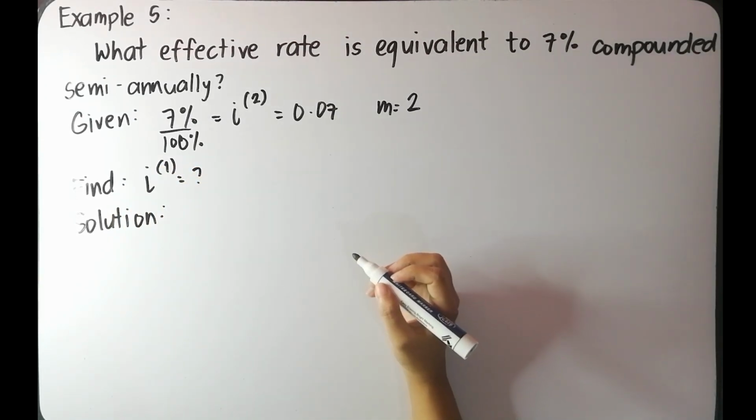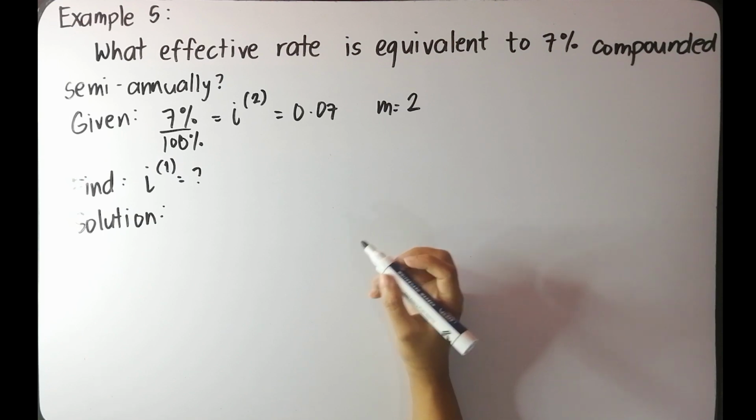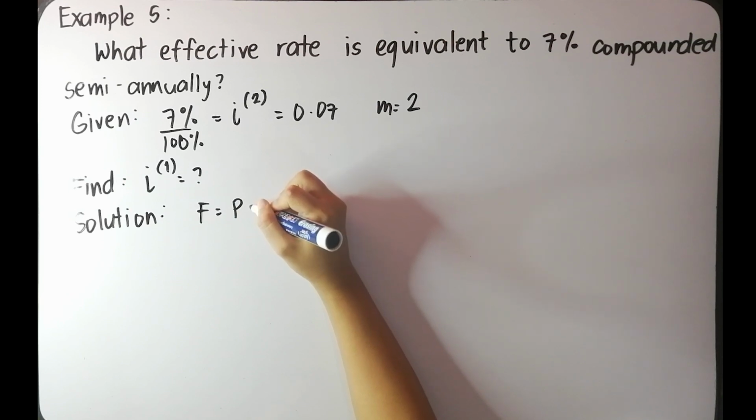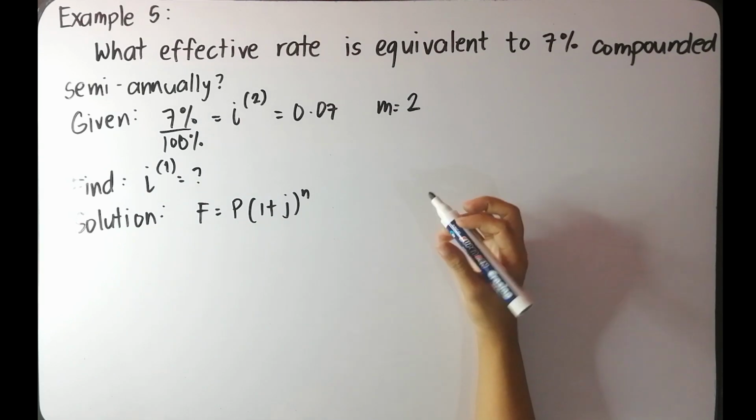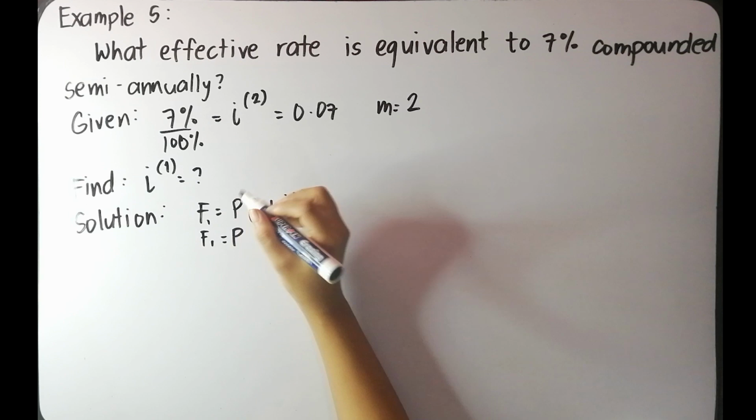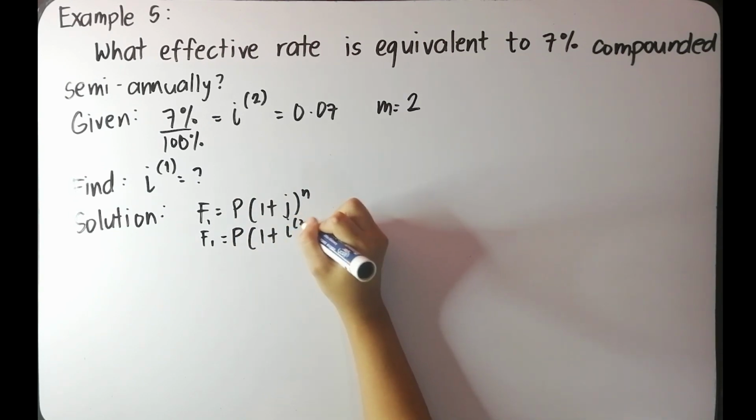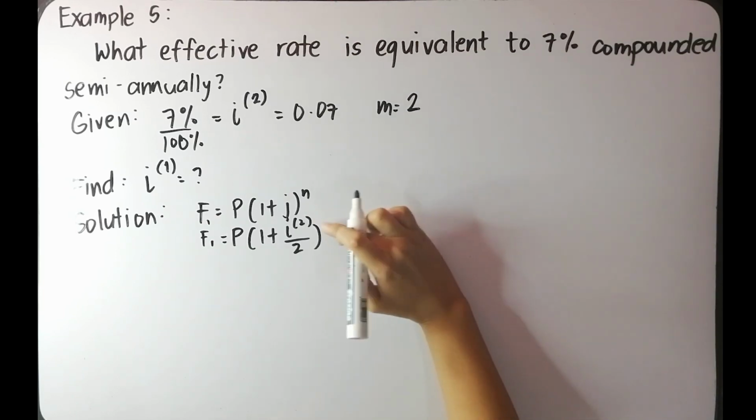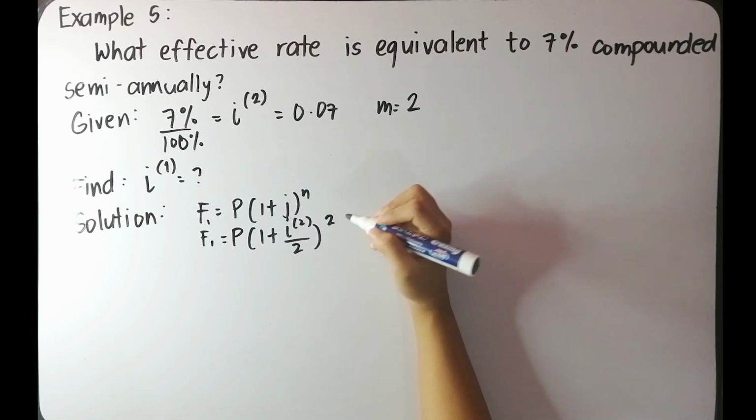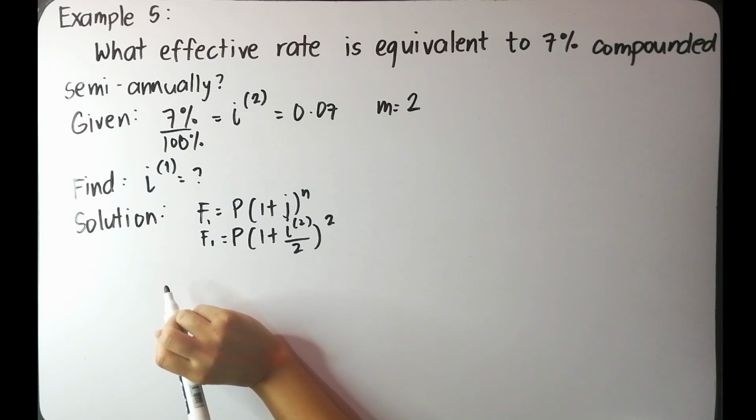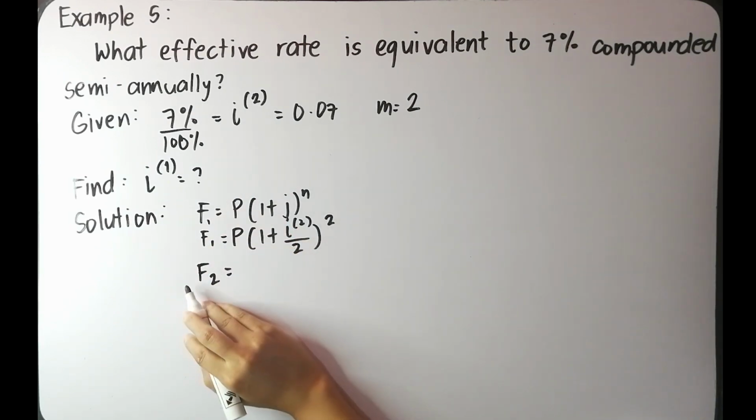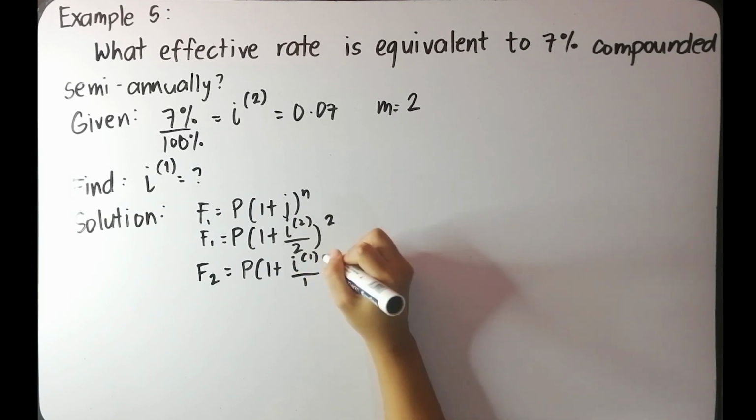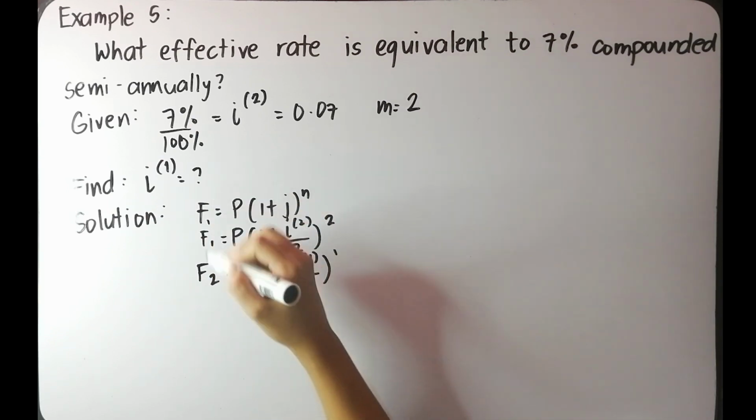To get our effective rate, we can first get the maturity value of our given. So we have F equals P times 1 plus j raised to n. So we have here F1, our P times 1 plus i^(2) over 2, where our m here is 2. Let's say our t is 1 year, so we just multiply by 1. Then our second maturity value, which is for the effective rate, has the same principal amount. Then we have 1 plus i^(1) over 1. So let's equate both these two.